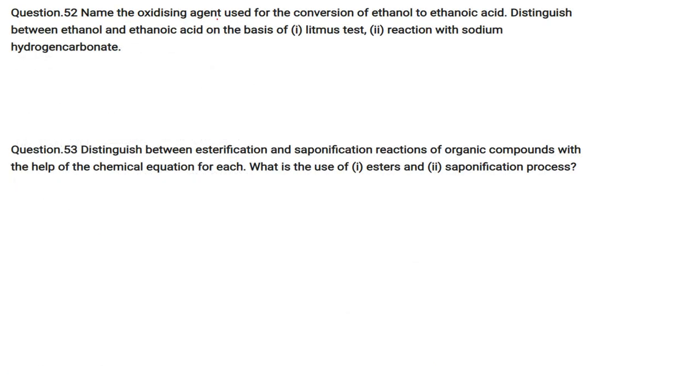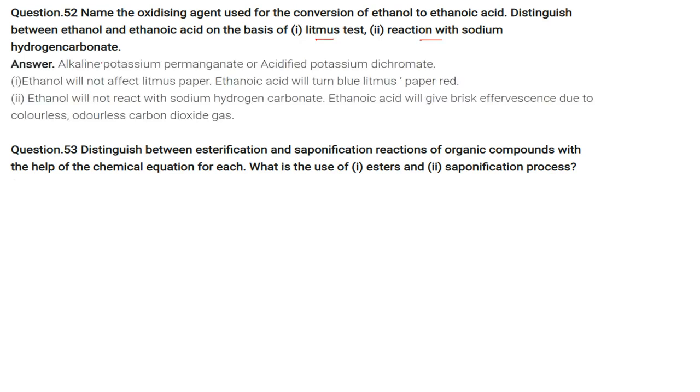Name the oxidizing agent used for the conversion of ethanol to ethanoic acid. Distinguish between ethanol and ethanoic acid on the basis of litmus test and reaction with sodium hydrogen carbonate. Alkaline potassium permanganate, KMnO4, or acidified potassium dichromate, is the oxidizing agent. So ethanol will not affect the litmus paper. Ethanoic acid will turn blue litmus to red. Ethanol will not react with sodium hydrogen carbonate. Ethanoic acid will give brisk effervescence due to the colorless, odorless carbon dioxide gas.